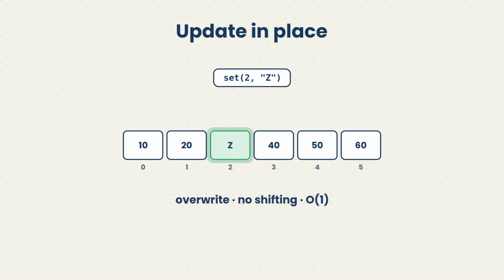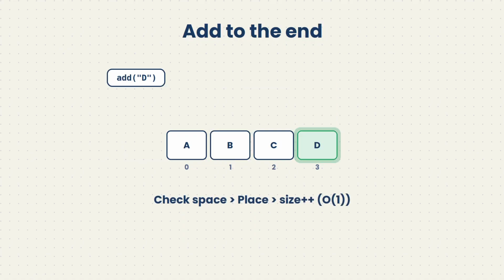Updating a value works the same way. To change the element at an index, it jumps straight to that spot and overwrites it. No shifting, no searching. Updating by index is also O of 1. The most common operation is adding to the end. The array places the new element in the next free slot and increases the size by 1. As long as there is spare capacity, this is instant, O of 1.